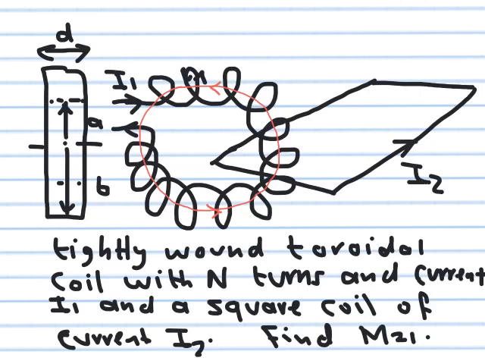So for this one we're going to focus on the easy part. Assume I1, get H1, get B1, get psi21, get lambda21, divided by I1, and you have the mutual inductance.